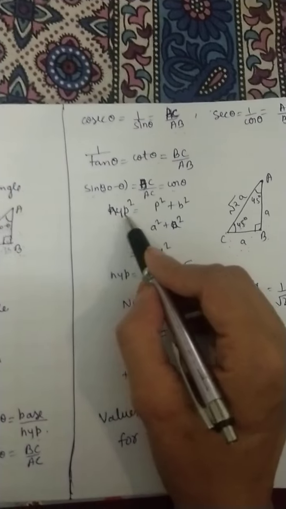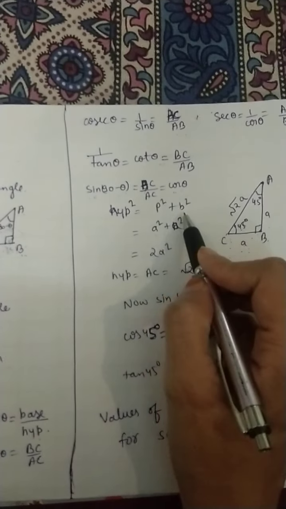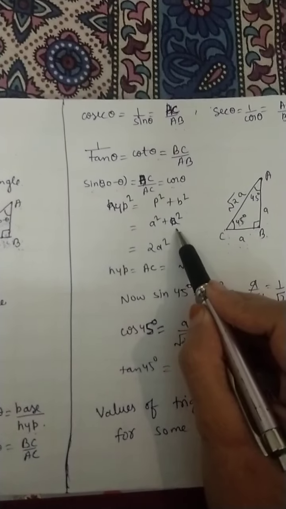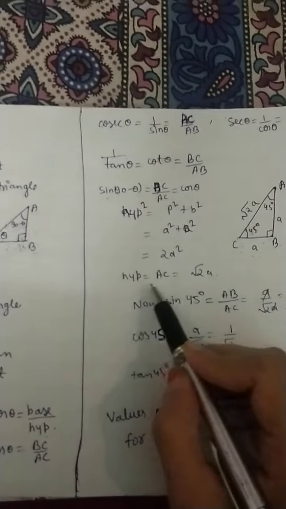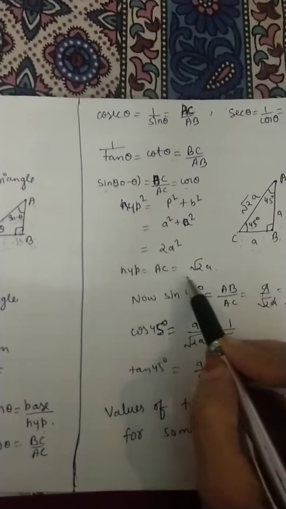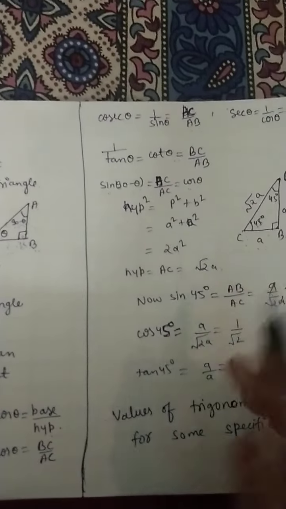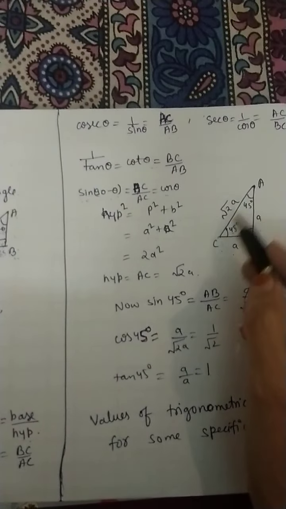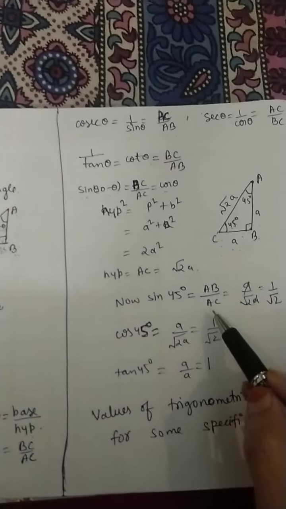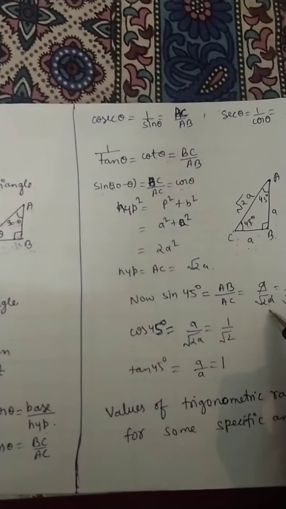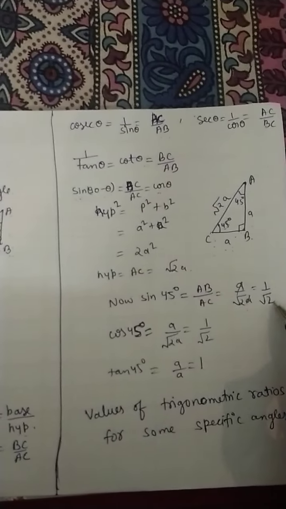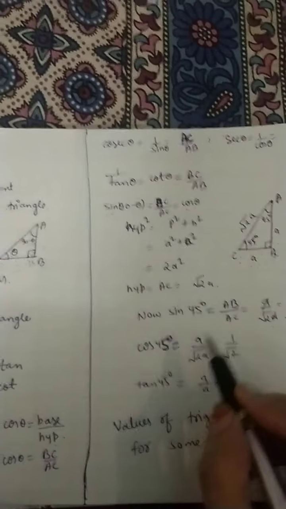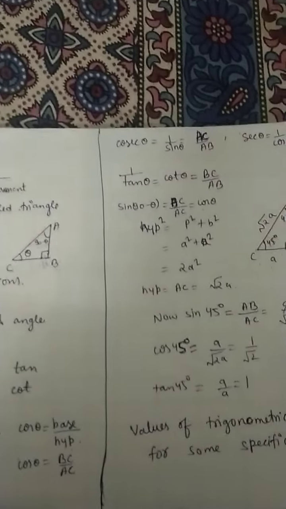It states that hypotenuse square is equal to perpendicular square plus base square. Perpendicular is A and base is also A. So A square plus A square will give you 2A square. Now taking the square root, the hypotenuse AC will come out as root 2 A. Now sine 45 is perpendicular upon hypotenuse. So perpendicular is AB and hypotenuse is AC, which is A upon root 2 A, and it will come out to 1 upon root 2.